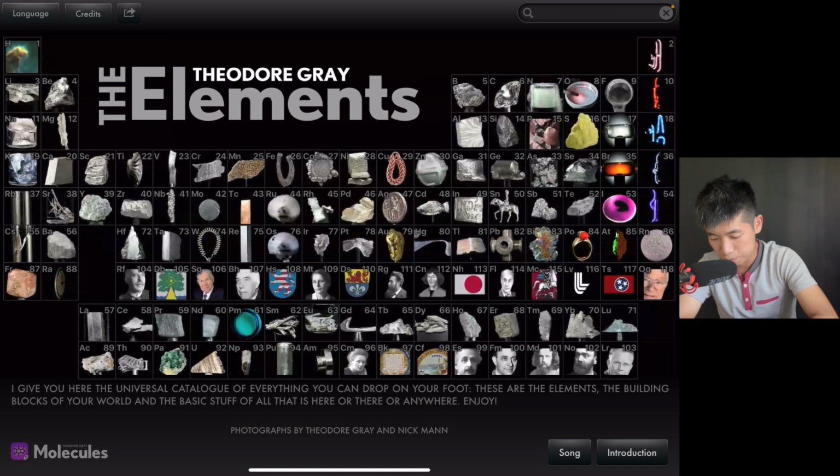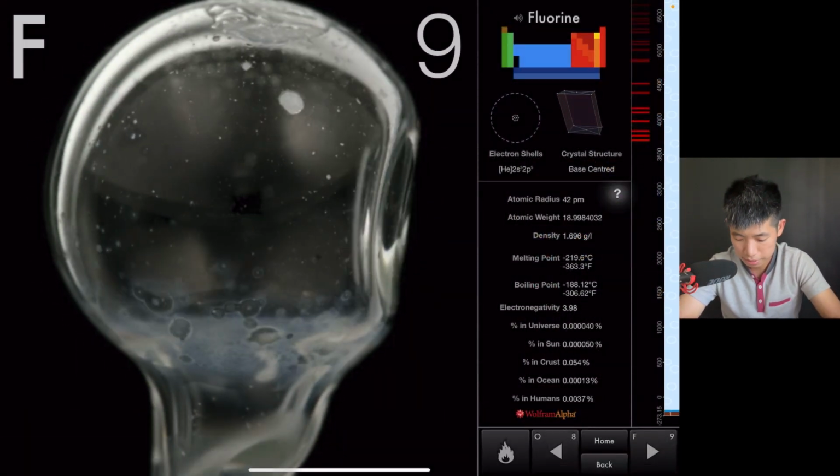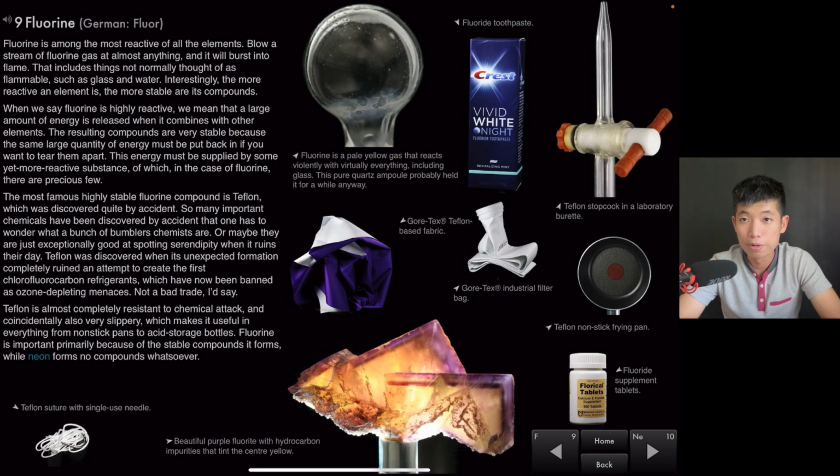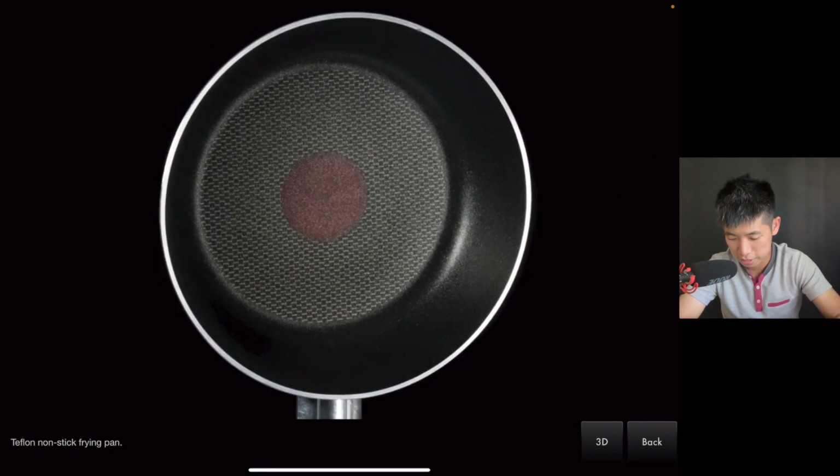Let's take a look at your group 17 elements, starting with fluorine, a pale yellow gas. With many users, you will probably find fluorine in your fluoride toothpaste as the F- ion. Fluorine is also used to make polymers. One of the more famous ones is Teflon, which is found in your non-stick pans.